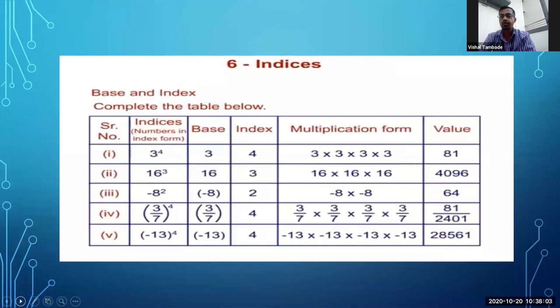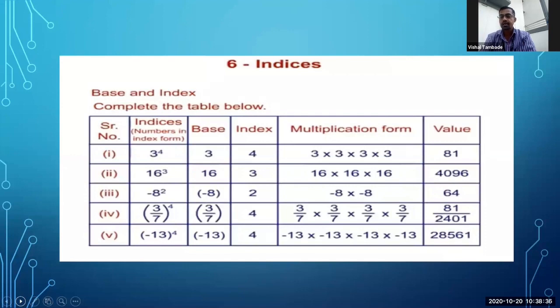Now find out the value. Value means answer. 3 3s are 9, 9 3s are 27, 27 3s are 81. You can also make groups of 2: 3 multiplied by 3 and again 3 multiplied by 3. 3 3s are 9 and 3 3s are 9, 9 9s are 81. Like this we can find out the value. Our main concept is that you have to properly recognize the base and index and also find out the value.